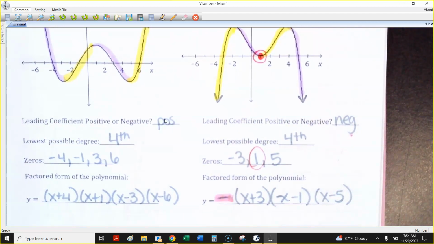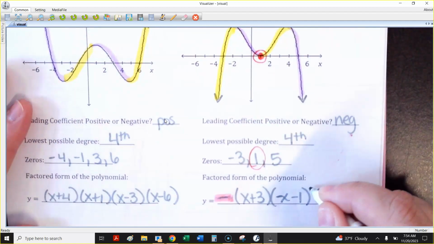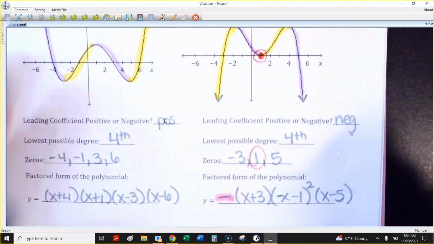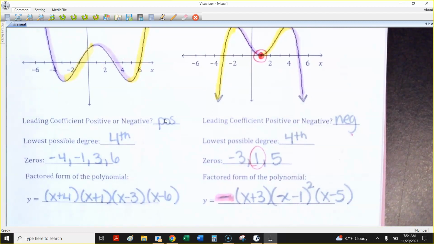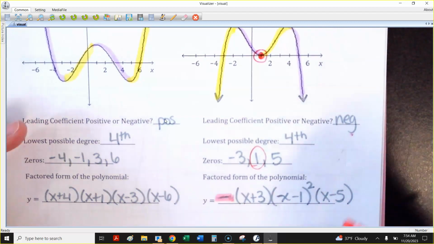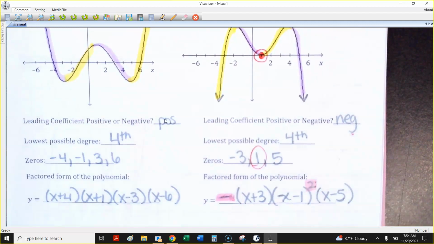The only other thing you got to do there, if you have a bounce, which we have a bounce on the 1, you just have to make sure that that little factor has an even exponent. You can use any even number you want. Like I said, I usually just use a 2. So if you see a bounce, you got to show me that that's got an even exponent. Any even number you want to use, I usually just use 2.